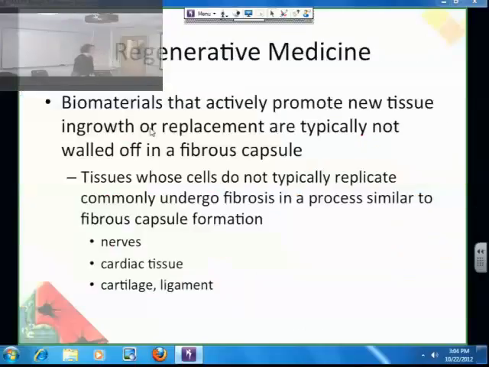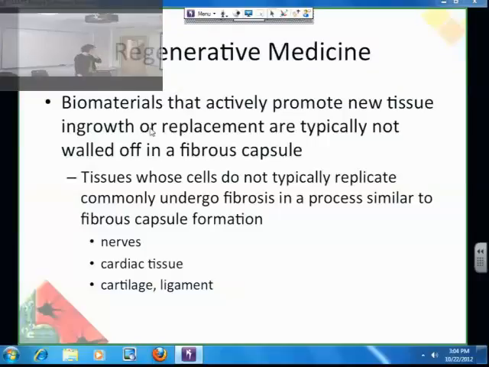So I mentioned this earlier, but strategies from regenerative medicine and tissue engineering should definitely be applied to biomaterials design. So biomaterials that can actively promote new tissue growth and that interact with the cells surrounding them and become vascularized might not be walled off in a fibrous capsule. So we should really look at anything that's not walled off in a fibrous capsule. We should be applying those strategies to all biomaterials.